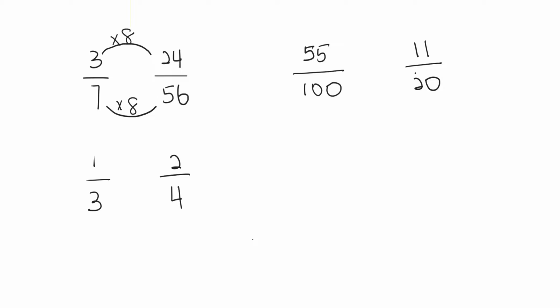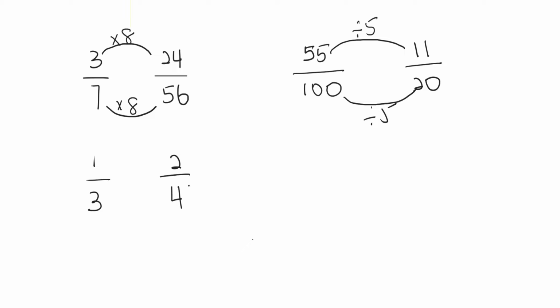Here I have two other fractions. I have 55 over 100 and 11 over 20. Now obviously 55 becomes 11, so I've got to divide. Let's find the relationship. The relationship will be divided by 5. If I divide 100 by 5, I should get 20. And yes, I get 20. So therefore, 55 over 100 is equivalent to 11 over 20.